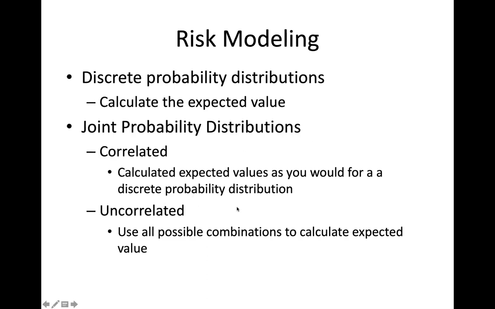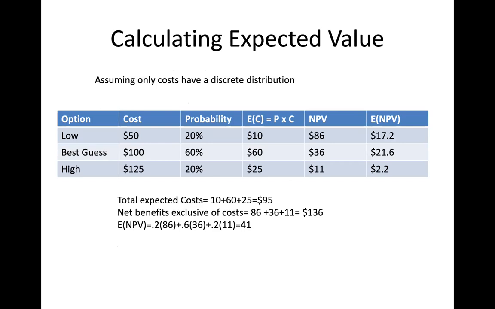And then there are these uncorrelated things, where you have all possible combinations to calculate the expected value on the joint probability distributions. Sometimes they're correlated, which means they're related and they move together. But if they're uncorrelated, then you have to do more combinations.